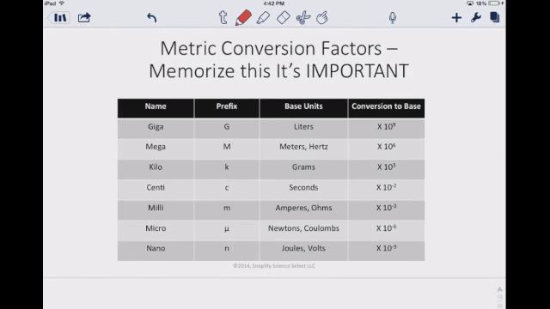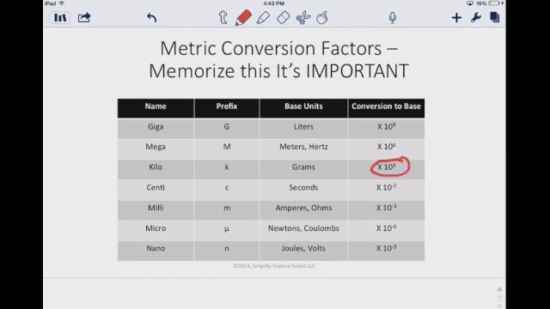Now, some very simple conversions that we should have done from the past. It's metric conversion factors. Memorizing these would be really, really important. So when we're looking here, here's our base units: liters, meters, grams, seconds, newtons, joules, that's what we have. Those are going to be our base units. And a kilo is times 10 to the third greater than the base unit. So it's 1,000 times greater than the base unit.